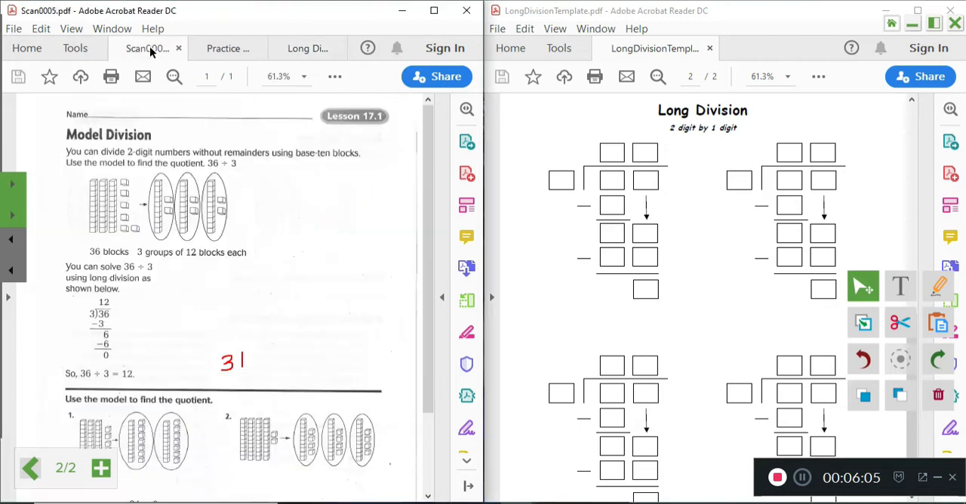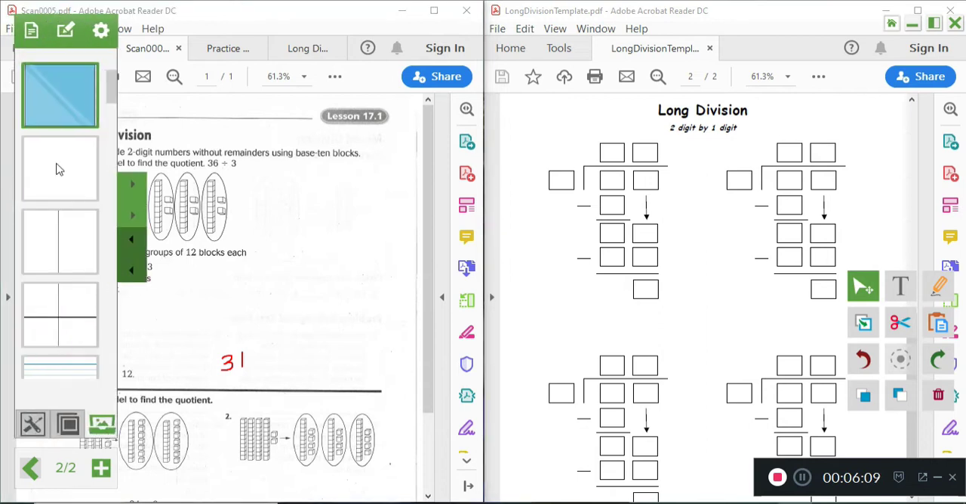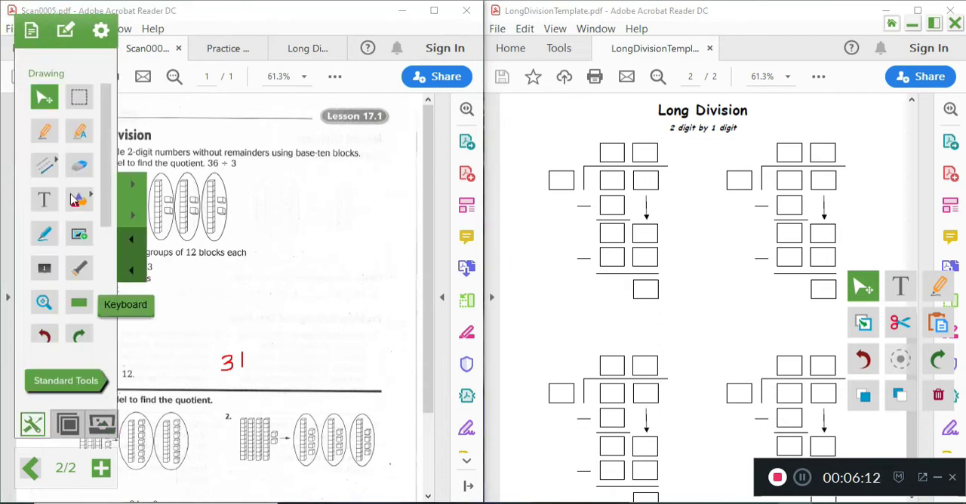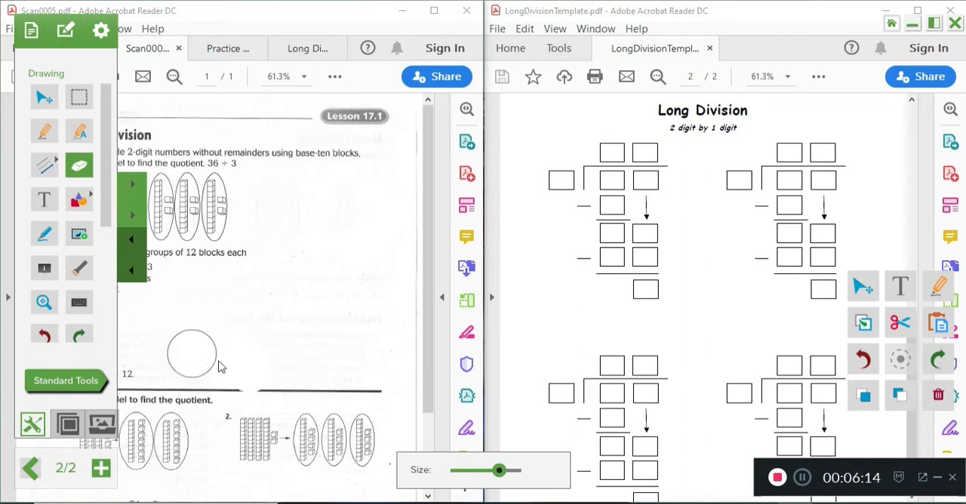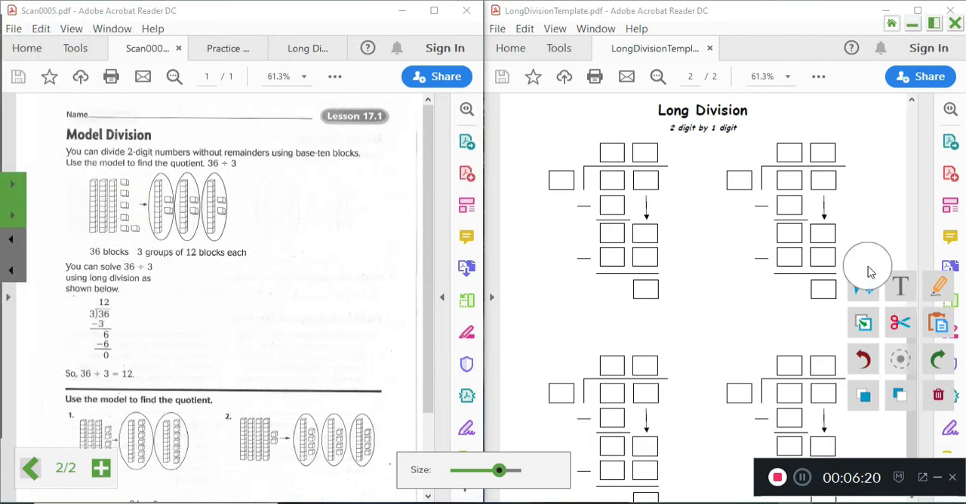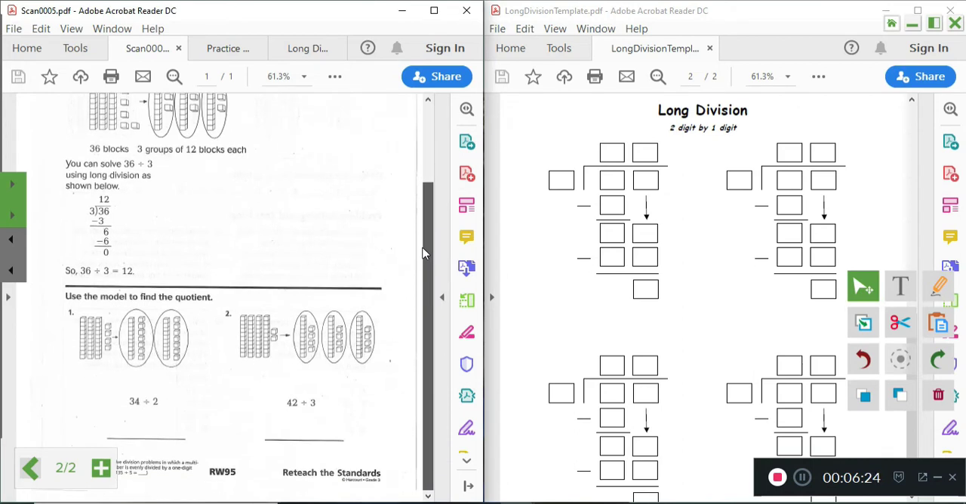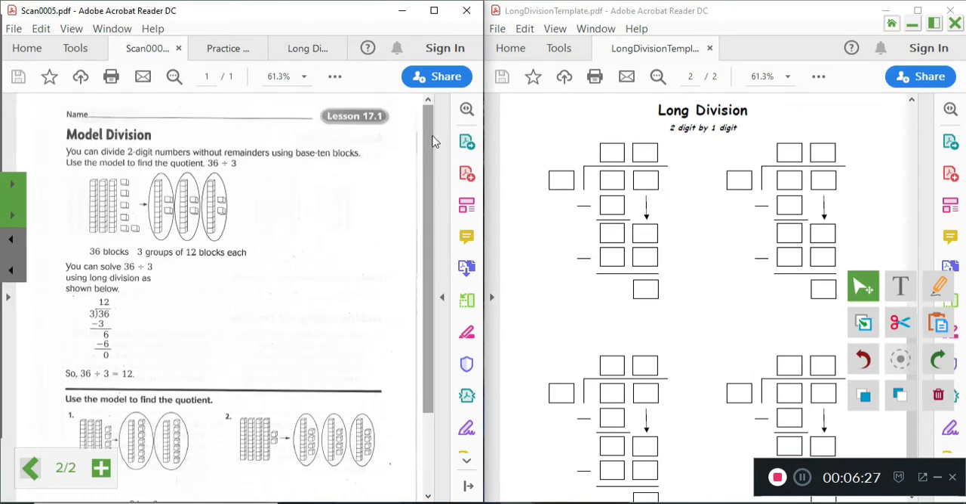All right, let's go ahead and look at your particular page that you have today. So your page today is 17.1. So if you do not have this out in front of you, go ahead and grab it right now. It is RW95. So 17.1 RW95. If you need to pause the video, pause right here.